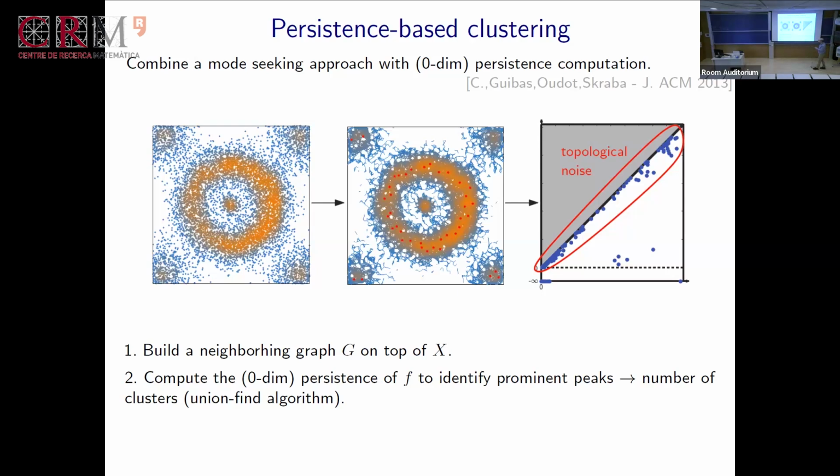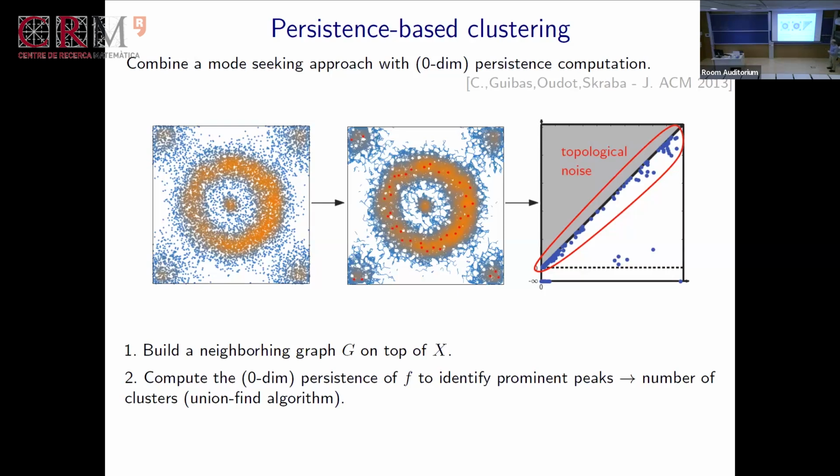So you start here. The color represents the value of the function, which here is a density estimate. I've built a neighboring graph, connecting the dots. Now I can look at the persistence of my function defined on this graph. When I do that, I get a persistence diagram, which is something like this. It is below the diagonal because, as I told you, I use a superlevel set filtration. I start from the top, look at what is above the threshold, and go down. So this gives me a diagram below the diagonal.